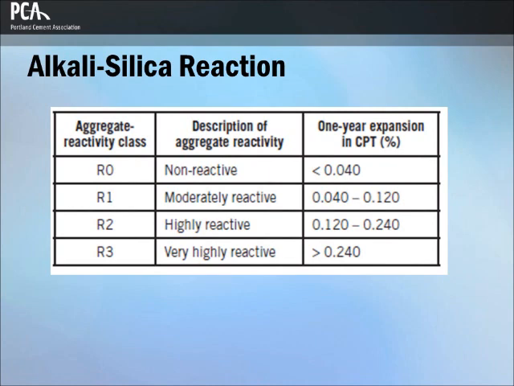The aggregate is tested using ASTM C1293, standard test method for determination of length change of concrete due to Alkali-Silica reaction, or the concrete prism test, commonly called CPT. Because this test takes 1 year to complete, a rapid assessment test in the form of ASTM C1260, potential alkali reactivity of aggregates, mortar bar method, can be used to produce results in 16 days. ASTM C1260 is less precise in determining aggregate reactivity, having been found to exhibit false positives and false negatives.